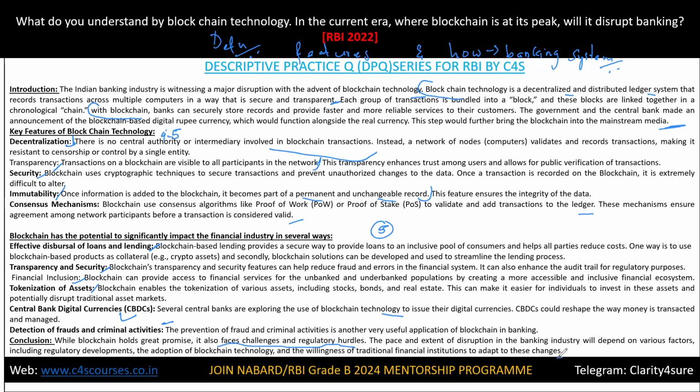I hope you understood how to write the answer. You have to start with the introduction. In that introduction, you have to give a definition of blockchain technology and a brief on the Indian banking industry, and then any current affairs news with respect to blockchain technology in the banking industry. Clear? Next, in features, 4 to 5 features. Next, how it can potentially impact the financial industry, 5 to 6 points, with a brief description, and then the conclusion. That would be sufficient, students. This is a 10-mark question. Okay, clear? This would be sufficient.